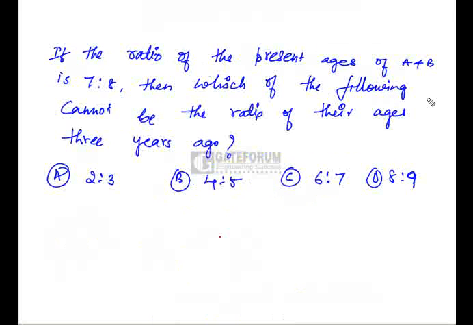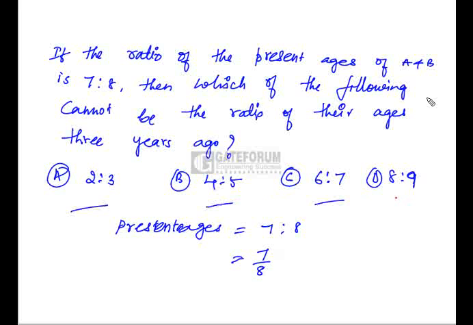If the ratio of the percentages of A and B is 7:8, then which of the following cannot be the ratio of their ages 3 years ago? Now, the ratio of the percentages is given as 7:8. That is nothing but 7 by 8. Now he is asking which of the options cannot be the ratio of their ages 3 years ago.